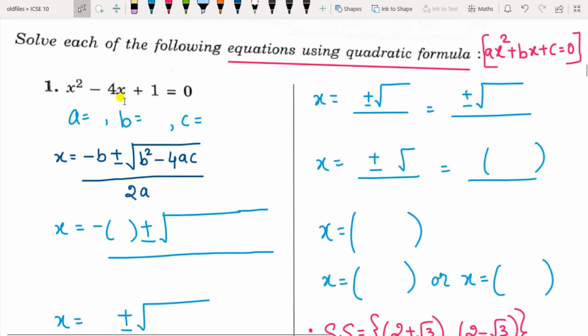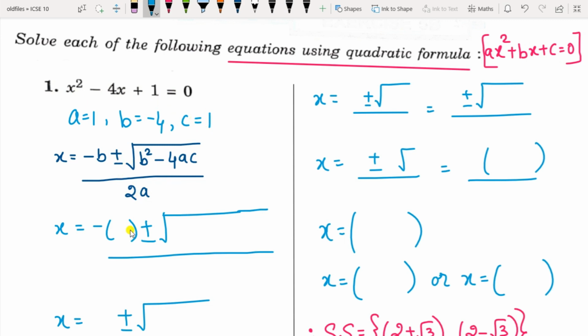First question here is x square minus 4x plus 1 equal to 0. So here the coefficient of x square, that is the variable with power 2, is a, the coefficient of x, the variable with power 1, is b, and the constant is c. So you have to write the coefficients of each of the terms here. So a is 1 in this case, b is minus 4, you have to write it along with the sign, and c is plus 1 here.